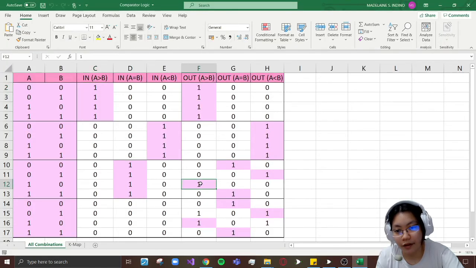How about for the other two scenarios? If A is turned on, B is turned off, and an equal signal is turned on.